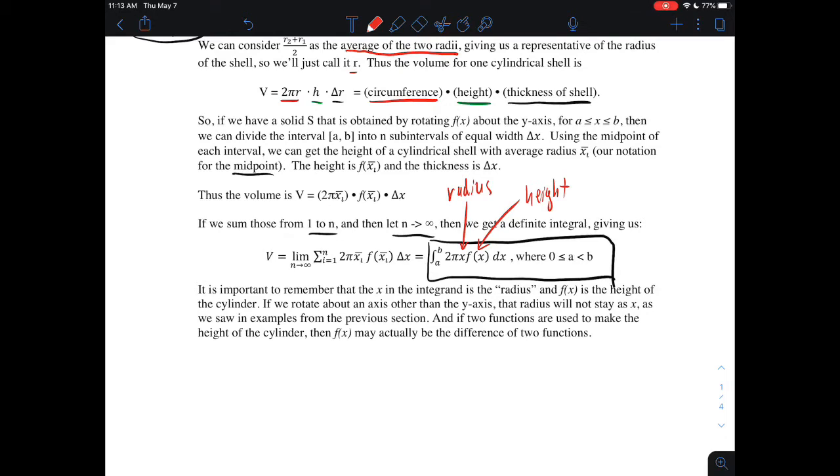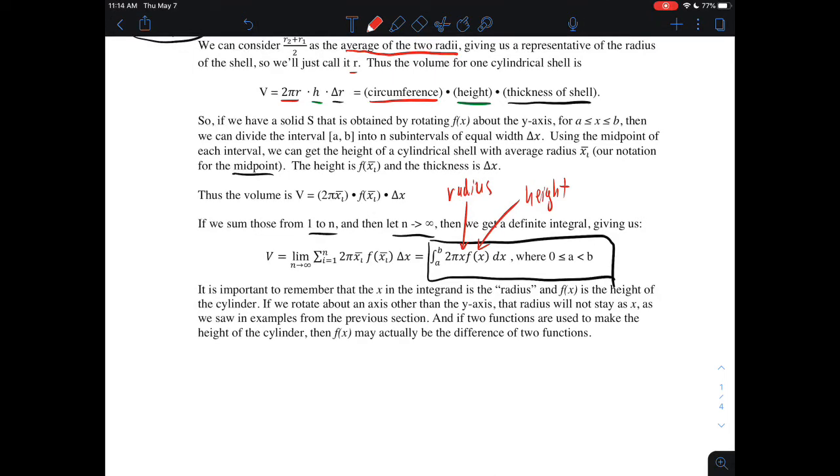And also, if two functions are used to make the height of a cylinder, then f of x may actually be the difference of two functions, like we saw in section 6.1. So we're going to see some of the ideas of subtraction that I was using in the previous section to find out what radius and height are in later examples.